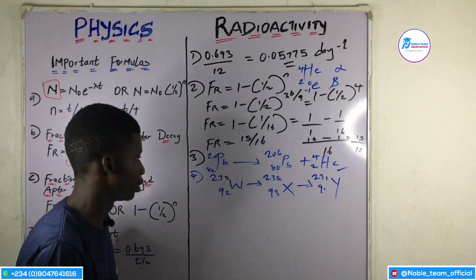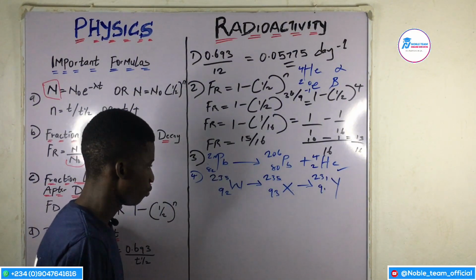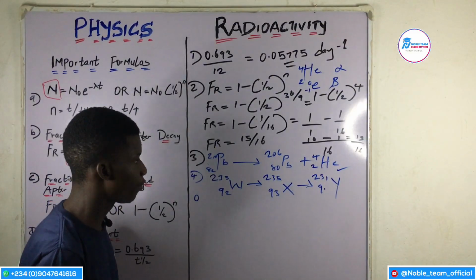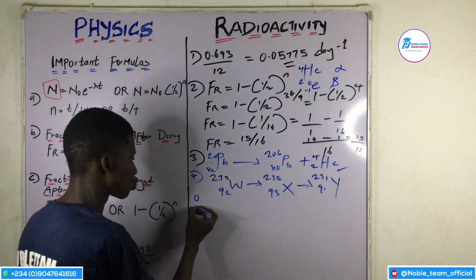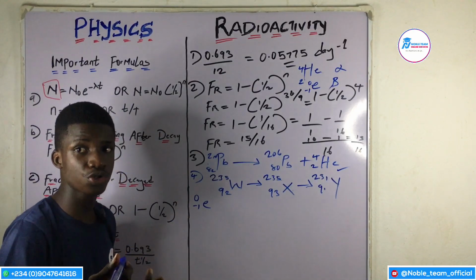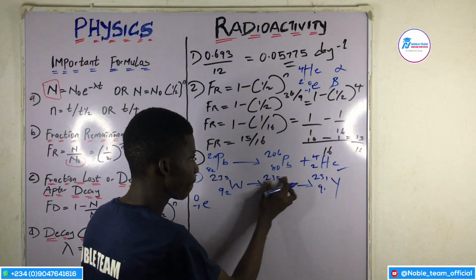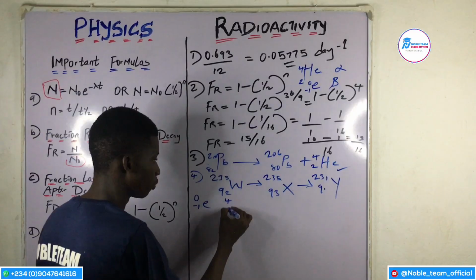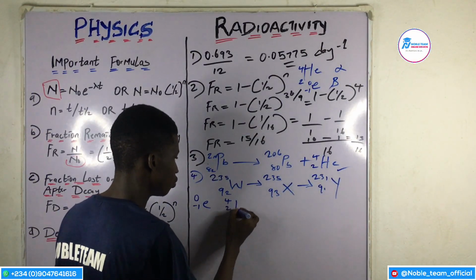Now pay maximum attention here. 235 minus 235 is going to give us 0. We write out 0. Now 92 minus 93 is going to give us minus 1. This is an electron, and electron leads you to beta particle, so we are going for beta. Now 235 minus 231 is going to give us 4. 93 minus 91 is going to give us 2.